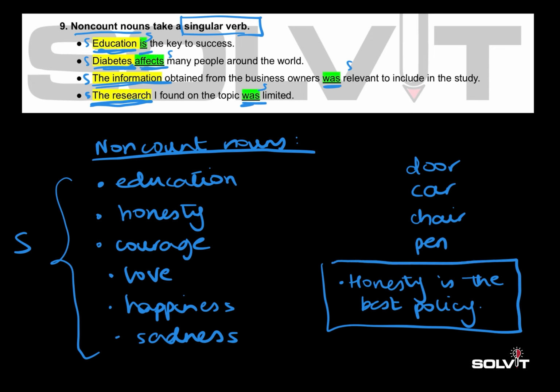All of you must have heard this phrase before at least once in your life. Honesty is the best policy. Okay, so what do we notice here? Honesty is a non-count noun, and so it is singular, and is will also be singular because it has to agree with the subject.